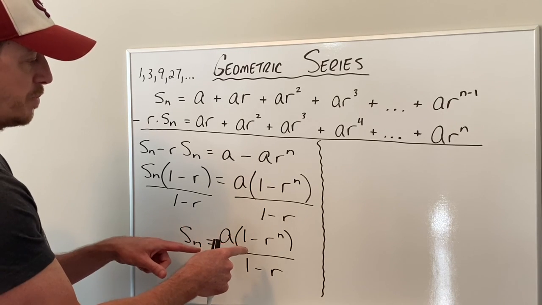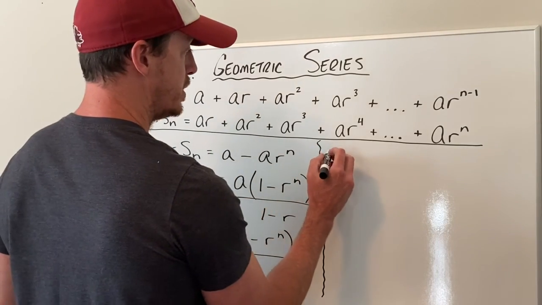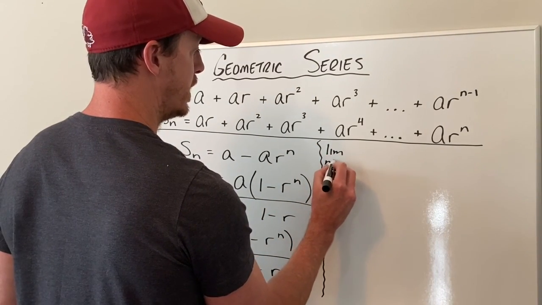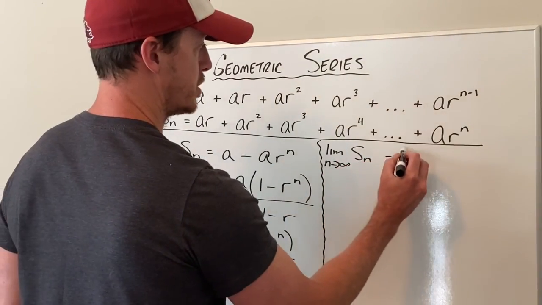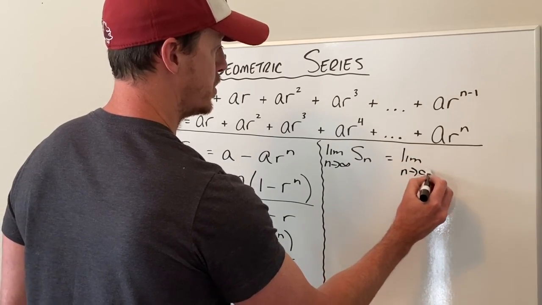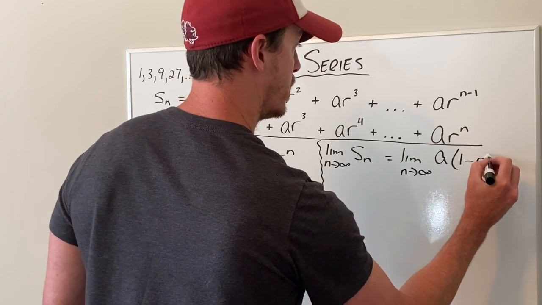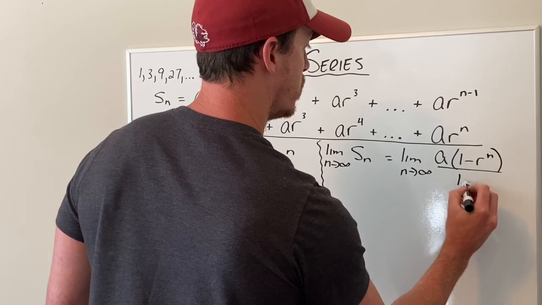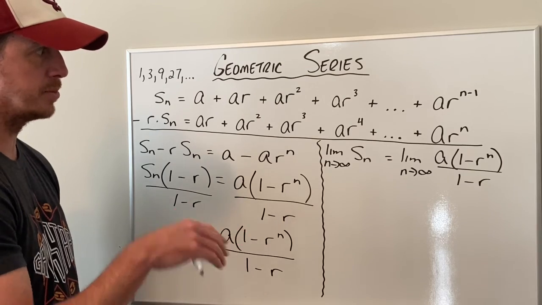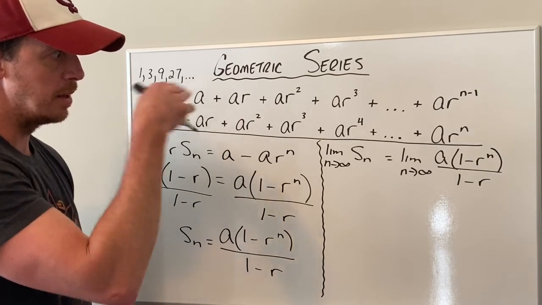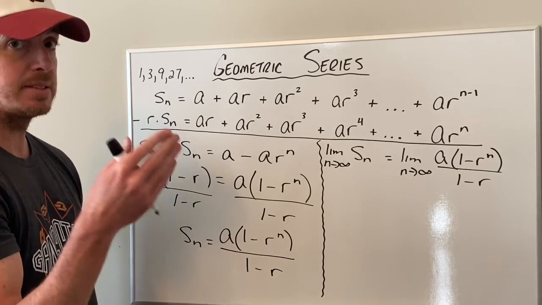If I want to do this for an infinite number of terms, I basically want n to be infinity. So what I want to do is the limit as n approaches infinity of S of n, which of course is just the limit as n approaches infinity of a times 1 minus r to the n over 1 minus r. All right, well, this brings up an important part about geometric series, like I said.